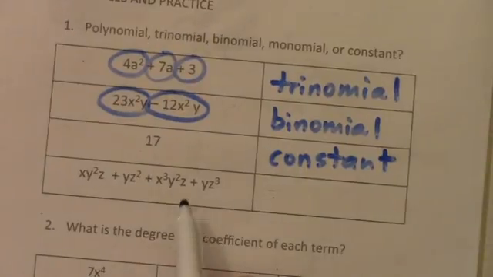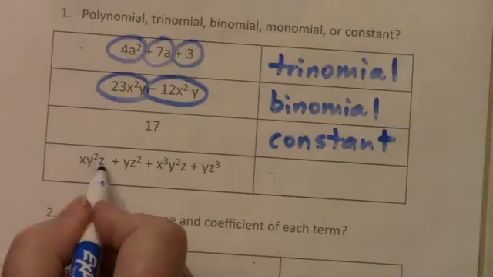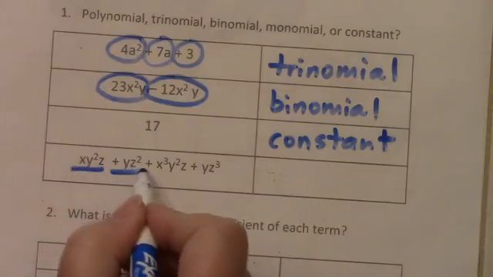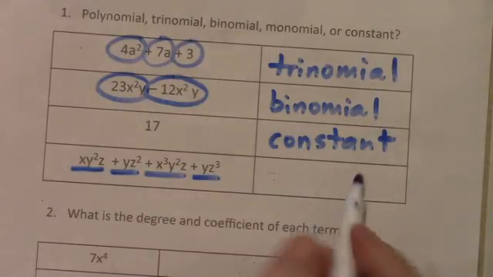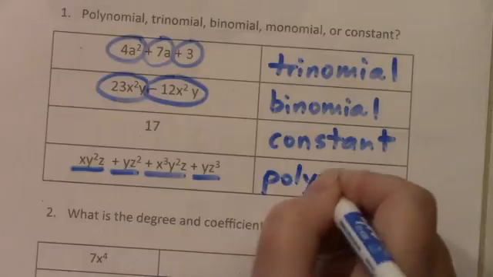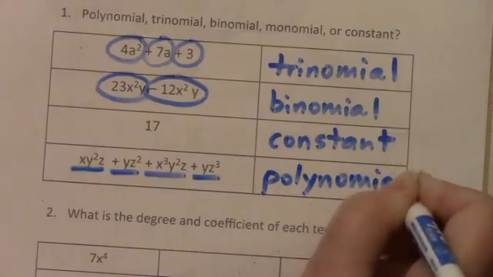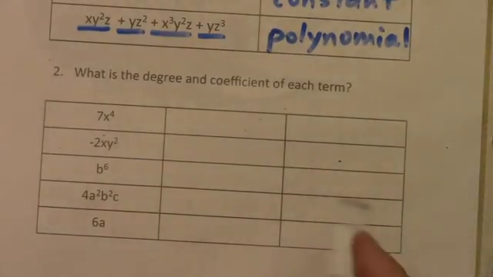And let's take a look at this. Well, here's a term, another one, it's long, and another one. We have 1, 2, 3, 4, so it doesn't have a special name, it's simply a polynomial. So now we're looking at the degree and the coefficient. Can we identify what these things are?